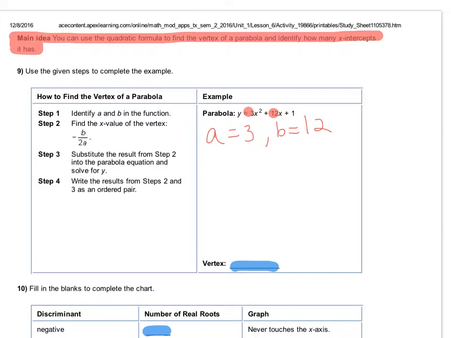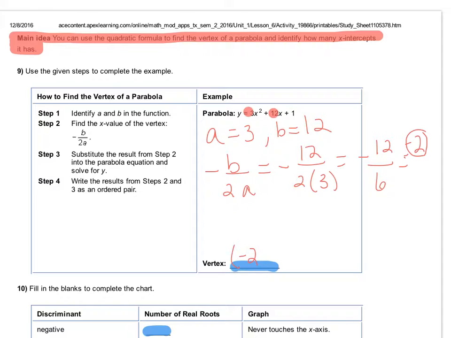And then it says find the x value of the vertex. So we're going to do the opposite of whatever b is, divided by 2a. So I'm just going to plug it in. Opposite of 12, divided by 2 times 3. And so that's going to be negative 12 over 6, which is just negative 2.